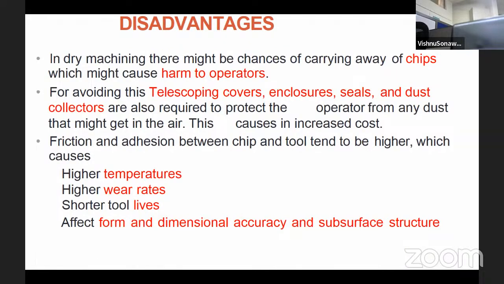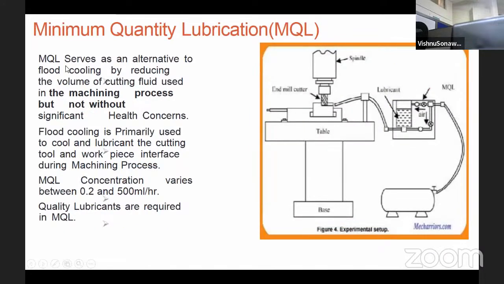But here is the disadvantage of dry machining. What are the disadvantages? The friction and adhesion between the cutting tool and the chip is higher. Why? Due to the high temperature, there are higher wear rates and shorter tool lives, which affect the dimensional accuracy and the subsurface structure. These are the main disadvantages, and dust collectors are required to protect the operators from the dust.